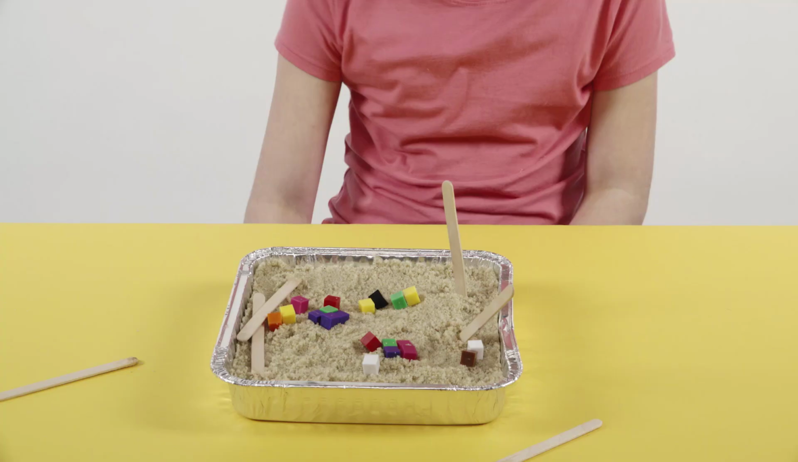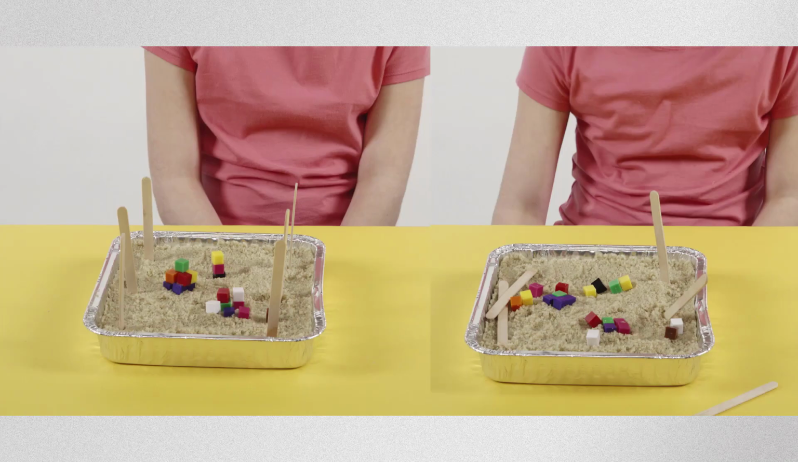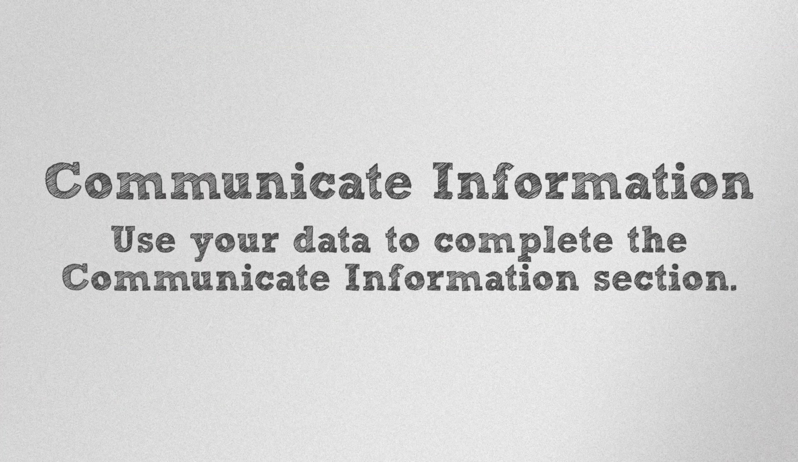Look at your model landscape. How has it changed? Draw a picture of your landscape. Include all the changes you observe. When you finish drawing your landscape, select Continue. Now that you've finished using your landscape model to gather information, take some time to communicate your findings. Use your data to complete the Communicate Information section.